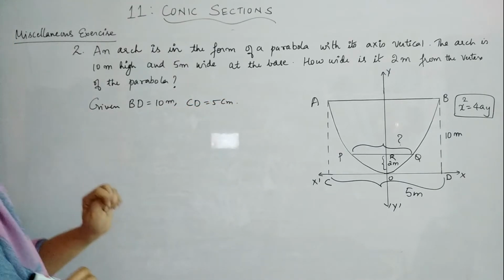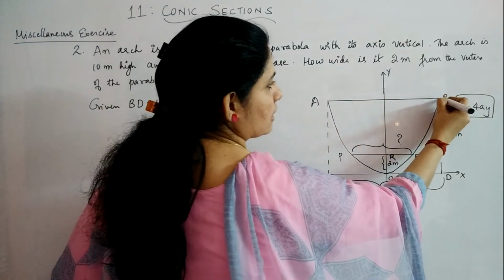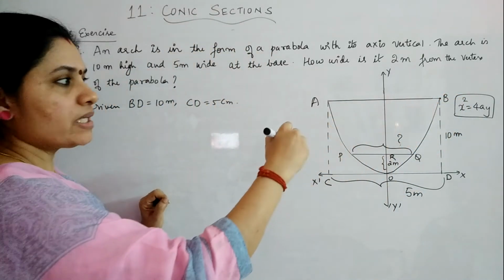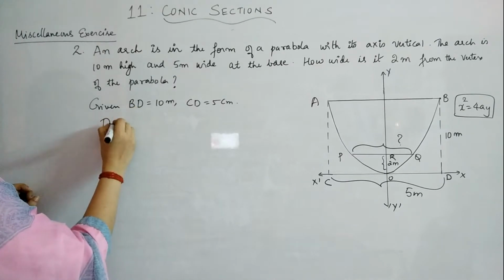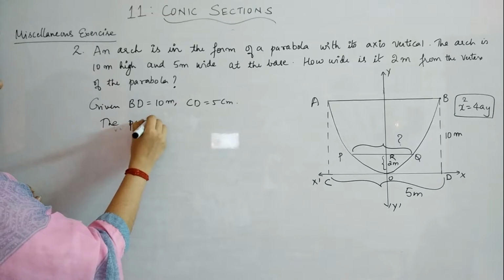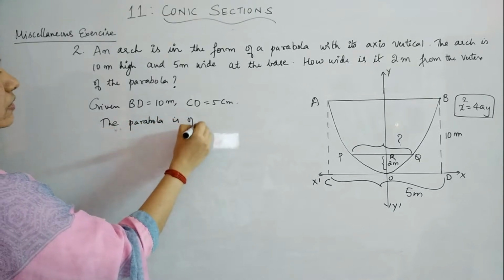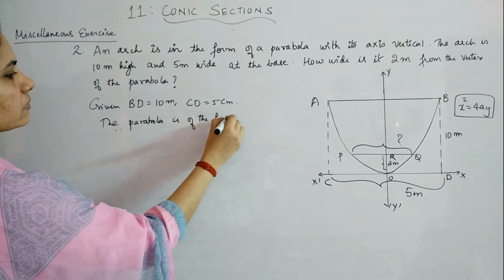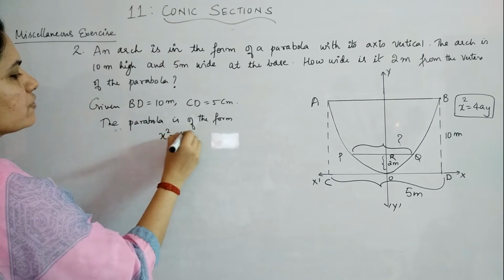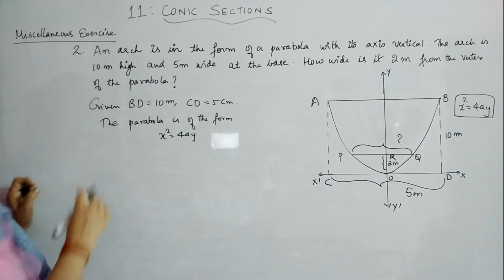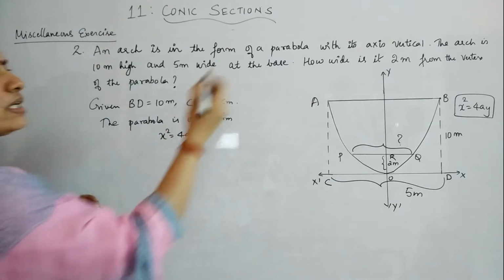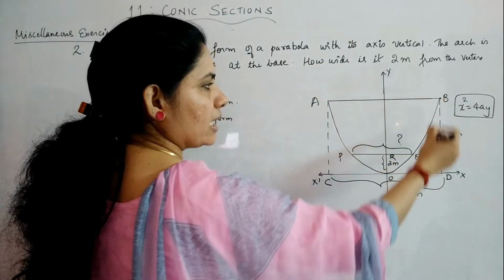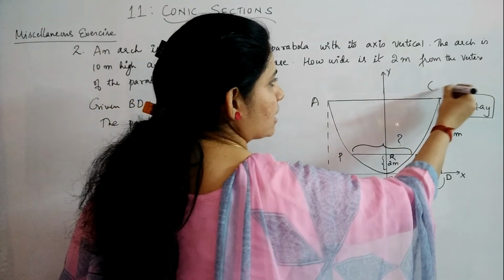So what can you say about the point B? B is on the parabola. So the parabola will be of the form x square equal to 4ay, since its axis is the y-axis. Now in this parabola, you can say that B is also a point on that parabola. And what will be that point?